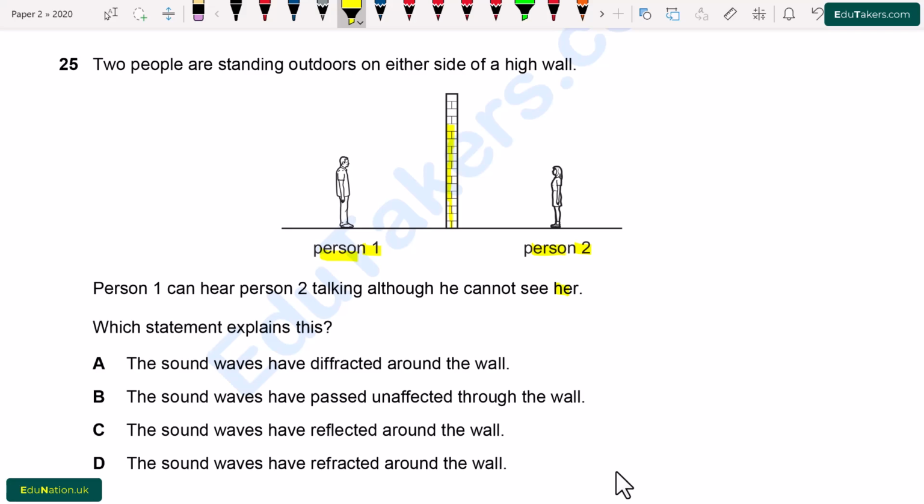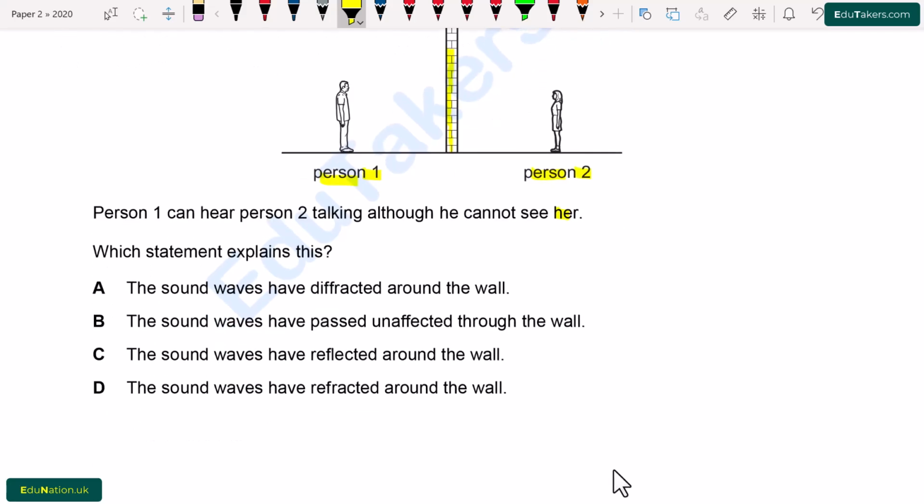Which statement explains this? Option A. Sound waves have diffracted around the wall. B. Sound waves have passed unaffected through the wall. D. The sound waves have diffracted around the wall. So, person 1 can hear person 2. It is because of the diffraction of the sound. So, option A is correct.